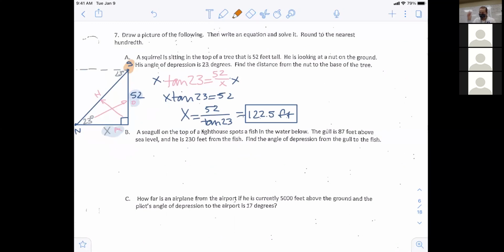So the squirrel's at the top of the tree, and the tree is 52 feet, which is why I labeled that right side 52. He's looking at a nut on the ground over here, and his angle of depression is 23 degrees. Now, I know that this might be silly, but I want everyone to put their hands out in front of you. And I want you to do angle of elevation and depression with me.